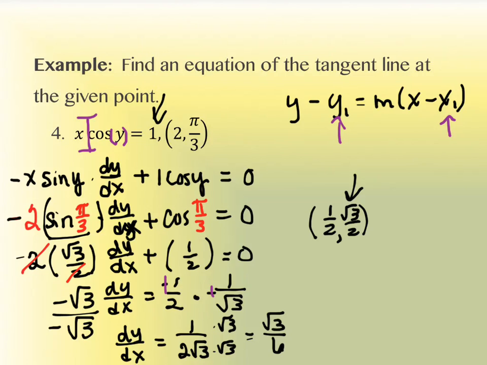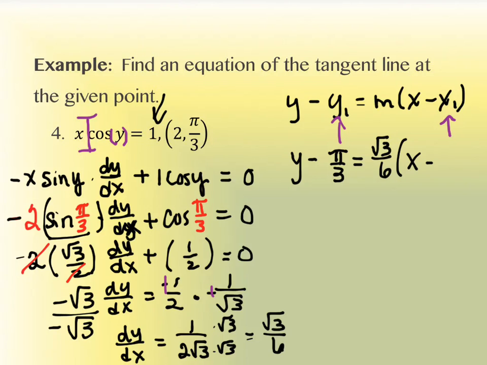Give me 2 seconds and we'll finish up this problem and then we'll stop, okay? Okay, maybe more than 2 seconds. The y value is pi/3. The slope that we just found was square root of 3 over 6. The x value is 2. I know you guys can simplify this, so I'm just going to cut to the chase and tell you this ends up giving you square root of 3 over 6 x minus 2 square roots of 3 over 6. So let's write it as square root of 3 over 3.